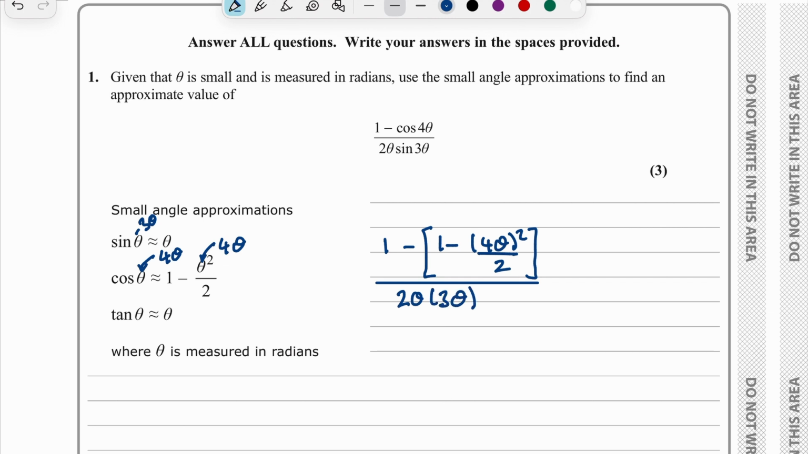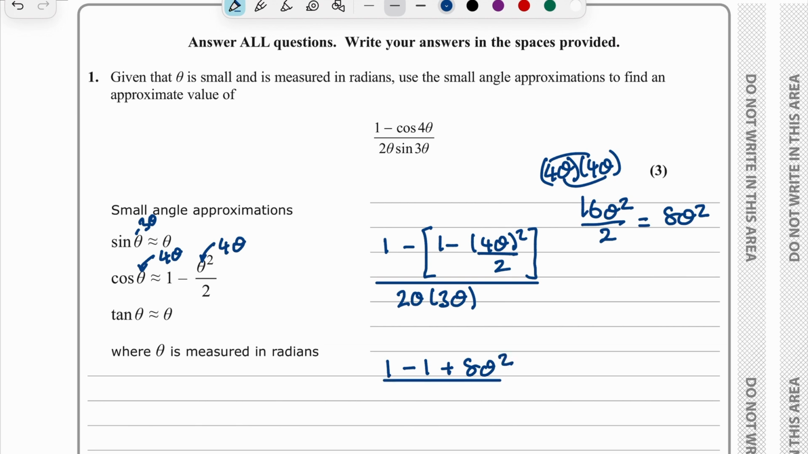Now we can tally up our numerator. We'll expand out the brackets. So we'll have 1 minus 1, and then this will become a positive. So plus, and the 4 theta squared, when we multiply this by itself, we'll get 16 theta squared. And when we divide it by the 2, we'll get 8 theta squared. So plus 8 theta squared.